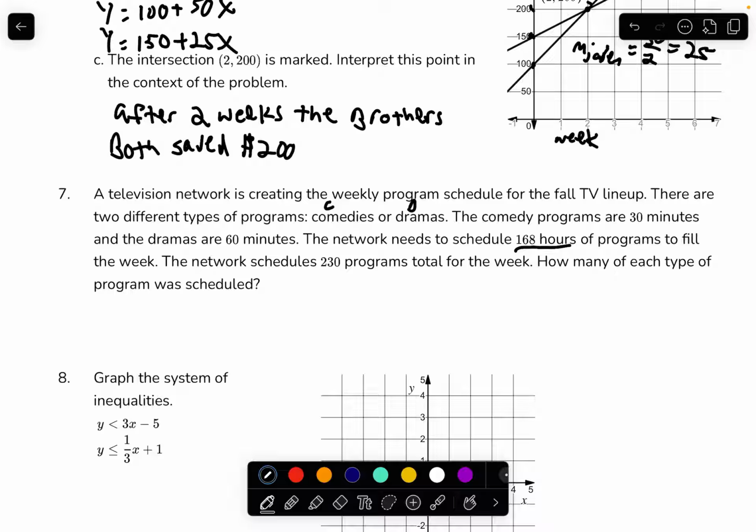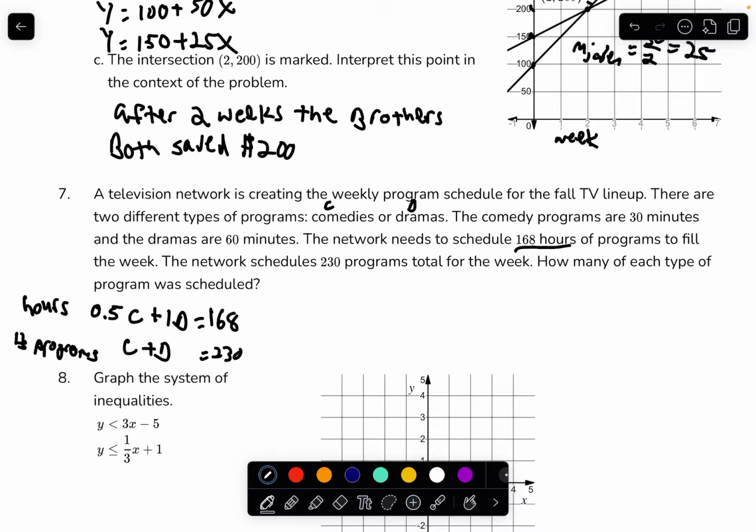So we can write a system that says 0.5C plus 1D must equal the total of 168. That's the hours. Now they said the network schedules 230 programs. So that would just be C plus D is 230. And that's a system, and this is number of programs. So that's a system of equations that you can solve.